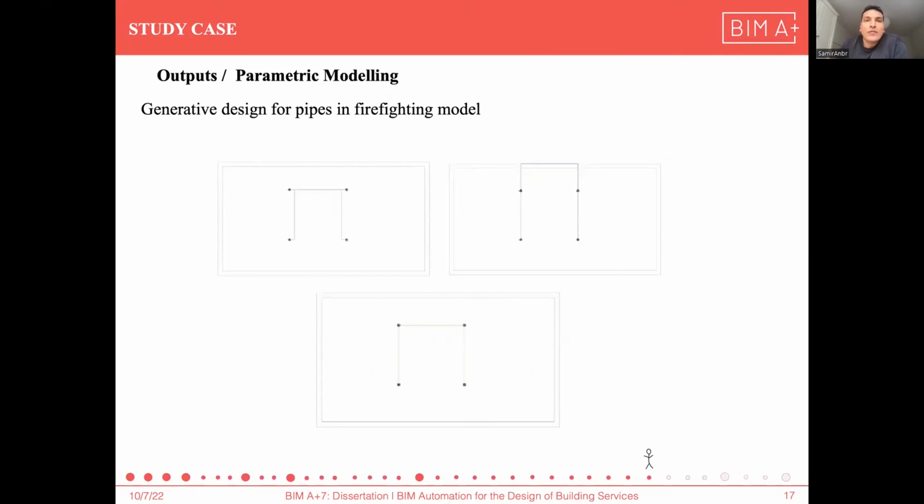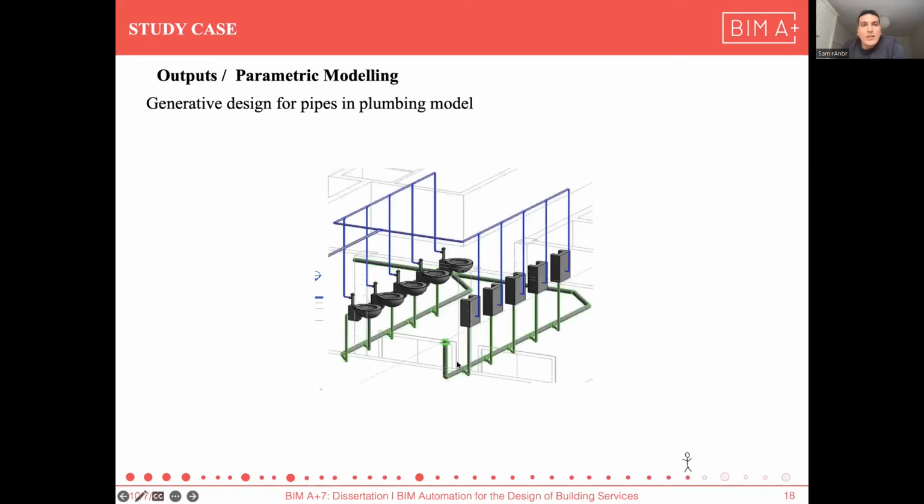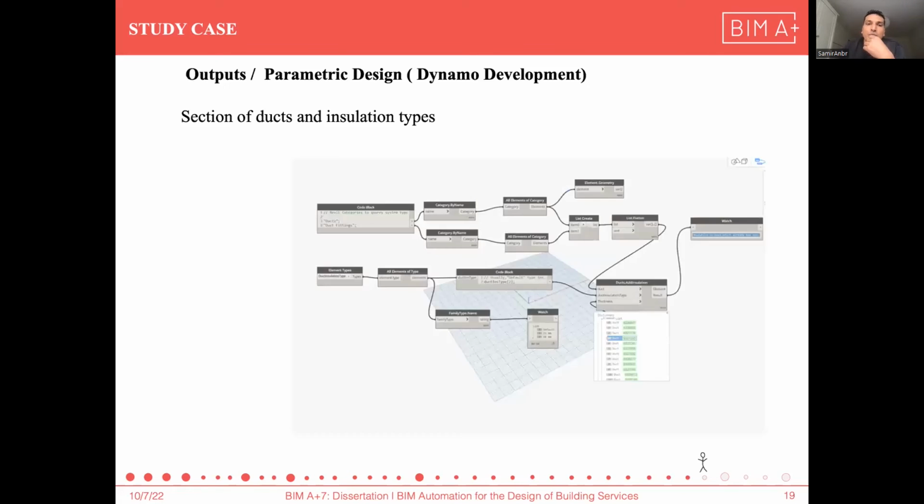And for firefighting, we distribute the sprinklers, and we have choice one, choice two, choice three for pipe distribution. And the same for plumbing: generative design for pipes, the connection between the fixture units and the pipes.